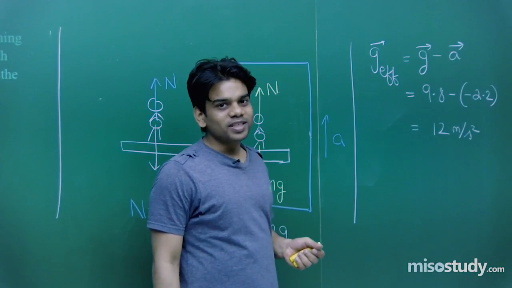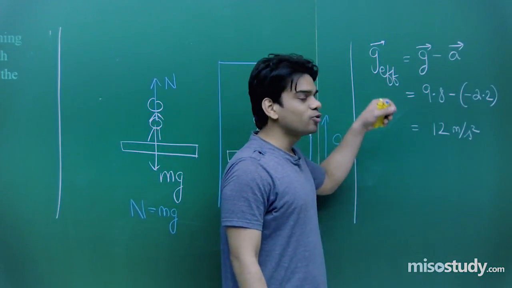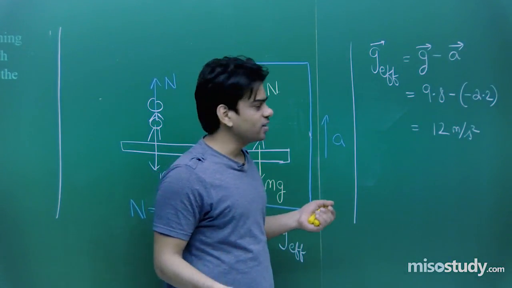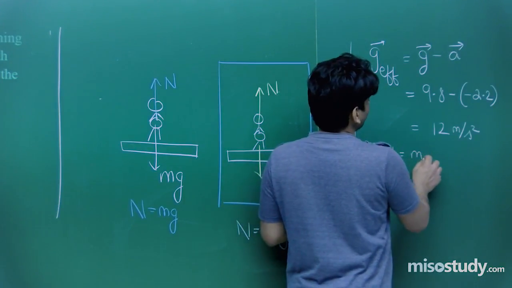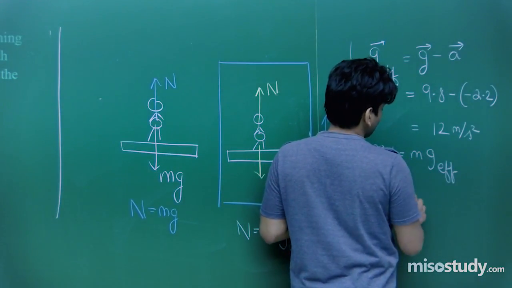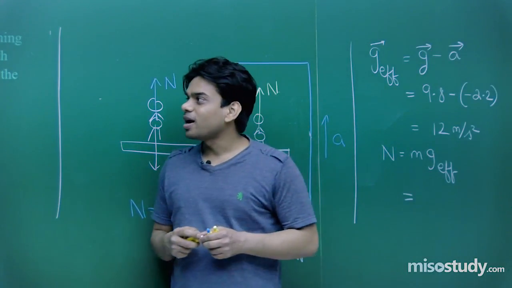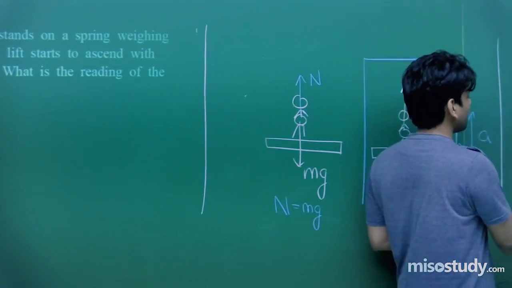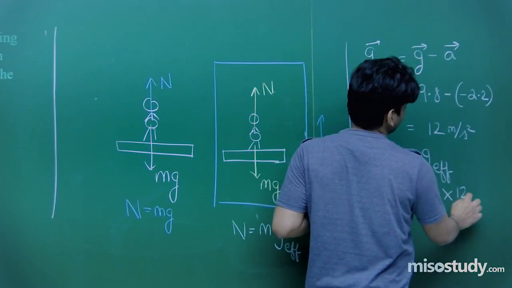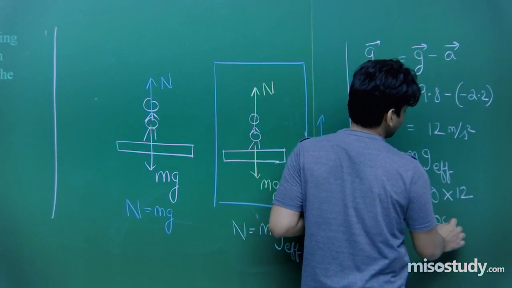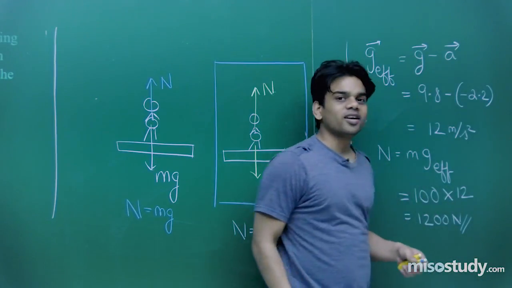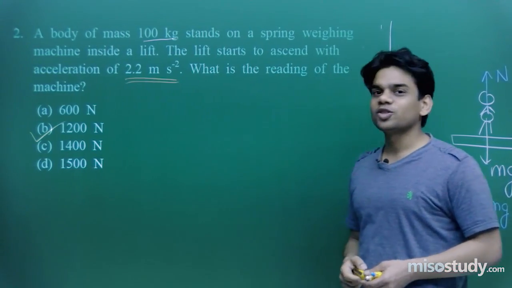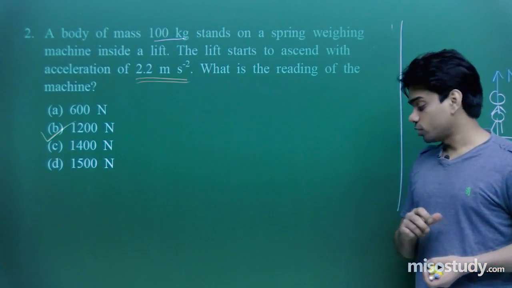So we got the effective value of g that will be working on this man: 12 meter per square second along the downward direction. The normal reaction will have the magnitude m g effective, so we write normal reaction as m into g effective. The mass is given as 100 kg, you all can see this. Substituting mass 100 and g effective 12, it turns out to be 1200 Newton. The right answer is 1200 Newton. Let's see the options. The one that matches is option B, 1200 Newton. So 1200 Newton is the right answer for this question.